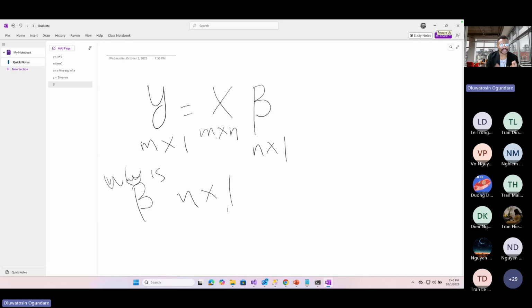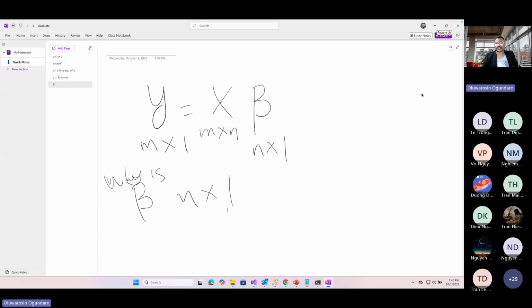Weight has its own coefficient. Height has its own coefficient. GPA has its own coefficient. Every feature, every attribute in your data has its own coefficients. Beta is a vector of coefficients. That's why it is n by 1, because beta is a vector of coefficients, because every attribute, every feature has its own coefficients. That's it.